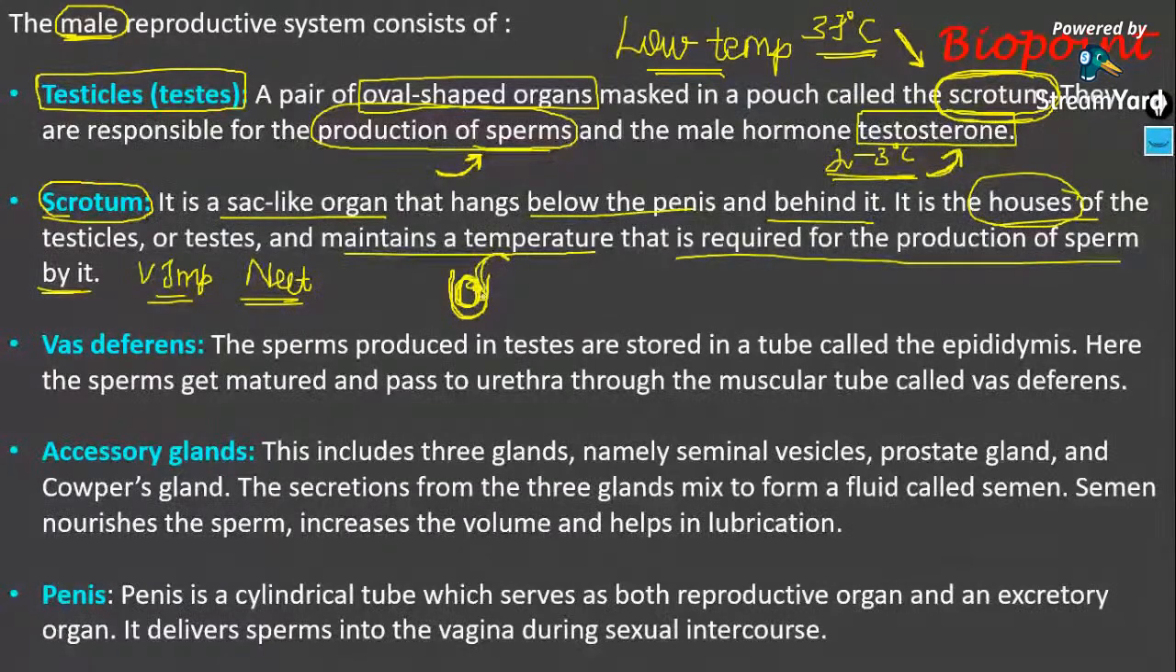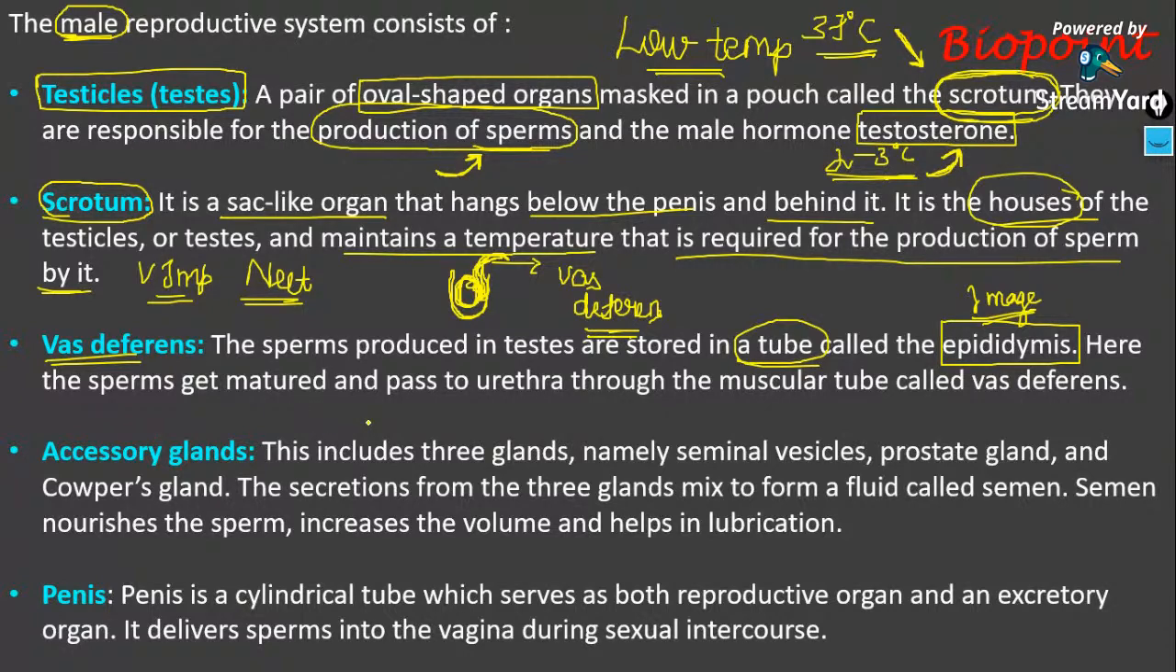So if this is a testis, an oval-shaped structure located in a pouch-like structure, from the testis a particular structure arises, which is the next structure we are going to discuss, that is the vas deferens. So what is the vas deferens? The vas deferens is a particular tube which is actually the extension of the epididymis. I will show you the image of the male reproductive system in the next 2 minutes.